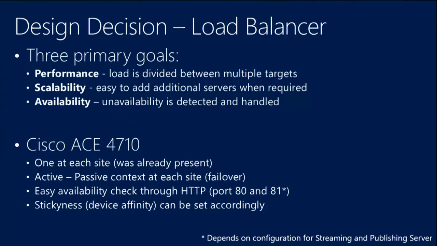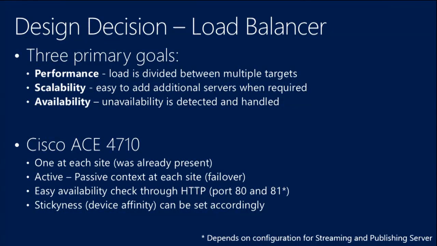The load balancer. I remember in AppV4 there were some challenges. You wanted to do RTSP through load balancing. In AppV5, if you use standard HTTP, it works like a charm. So we decided there was already a Cisco ACE in place, one at each side. It was one virtual environment. We created this active-passive context.